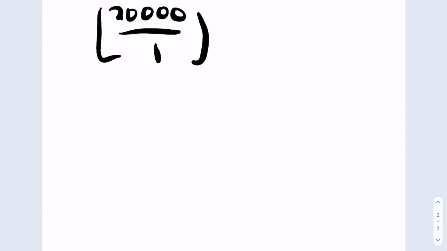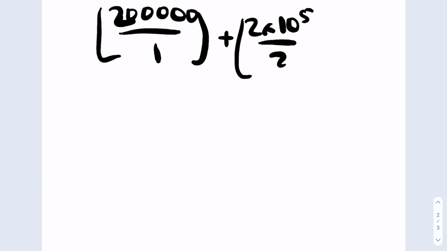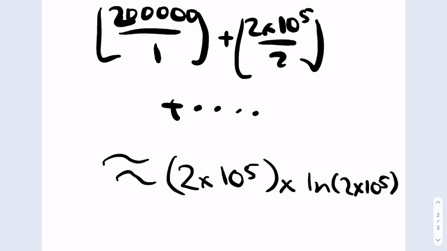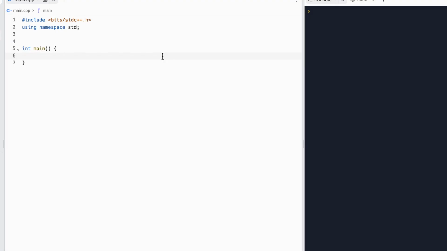Now, let's do a quick time complexity analysis. We know we initially have 2 times 10 to the 5th total values, 2 times 10 to the 5th being the maximal value of n. So, in this case, we have 2 times 10 to the 5th over 1 plus 2 times 10 to the 5th over 2 and so on, which we can approximate to be about 2 times 10 to the 5th times the ln of this, which is clearly within our time limit.